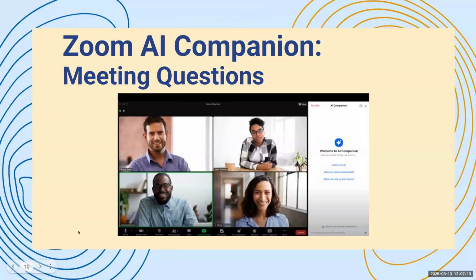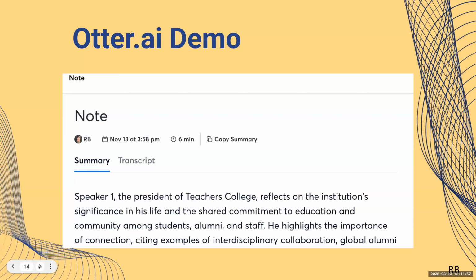So here we have Otter AI demo. I'm just going to show you what comes in afterwards. So this came from a talk by President Bailey. He was giving a speech, and what happened afterwards was this summary that we have here. It says, Speaker 1, the president of Teachers College, reflects on the institution's significance in his life and shared commitment to education, and it goes on. So that's a summary that was given after a transcript was made from his speech.